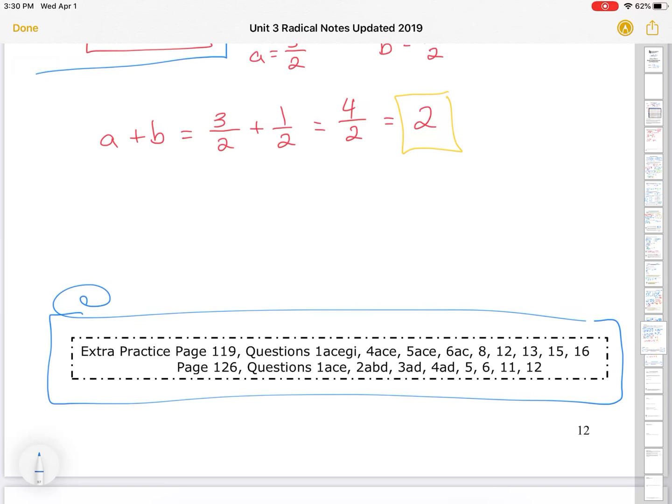Now, your assignment, extra practice, page 119 and page 126, and there's a variety of questions there. So, check your work. Make sure that if you have problems with any of them, that you're prepared to either come to tutorial or email your teacher asking for assistance. Take a look at the answers.